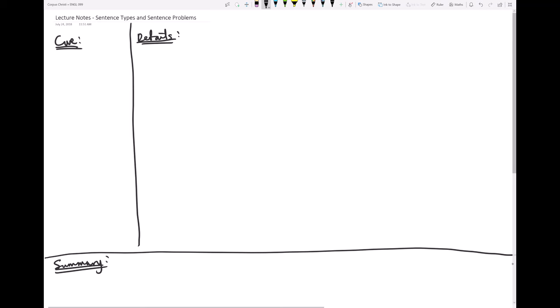So far, for this lecture, you're going to look at different sentence types. And you know there are 6 types in this lecture. So I'm going to prepare space. 1, 2, 3, 4, 5, 6. There's going to be sentence types and sentence problems as well. I'm probably going to make a new page for sentence problems.